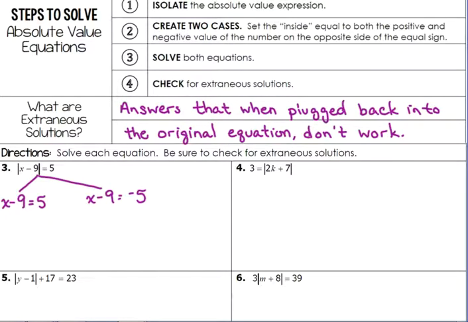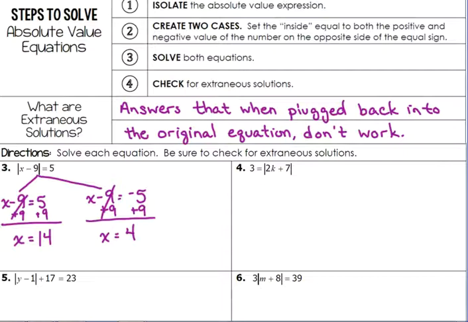Now we just have basic linear equations. We want to solve those. So we want to get x by itself. We add 9. Negative 9 plus 9 is 0. That goes away. 5 plus 9 is 14. So x equals 14 is one of our potential solutions. Solve the other one. We do the same thing. We add 9 there. We get x is equal to 4 in this case because negative 5 plus 9 is 4.